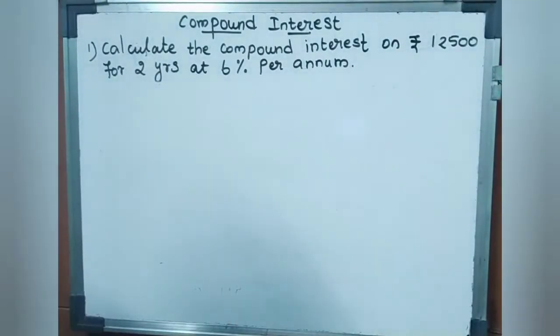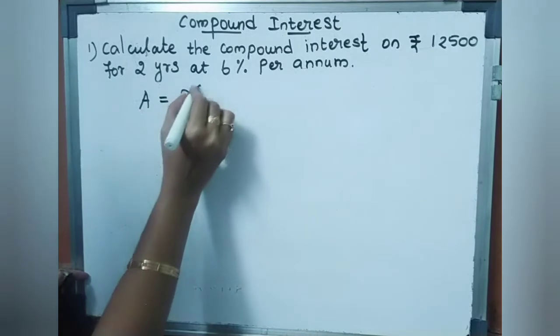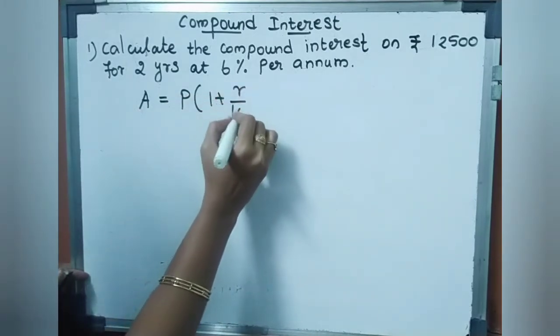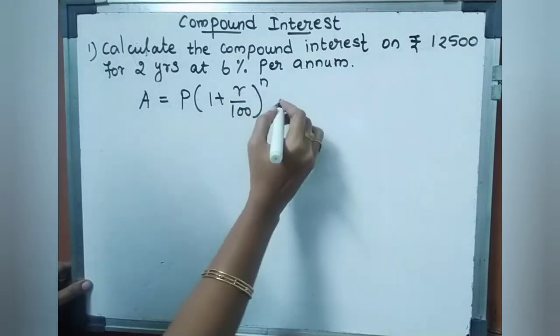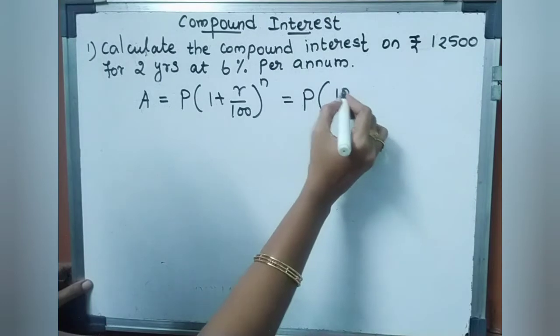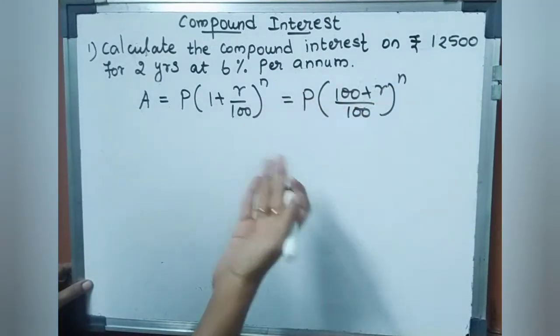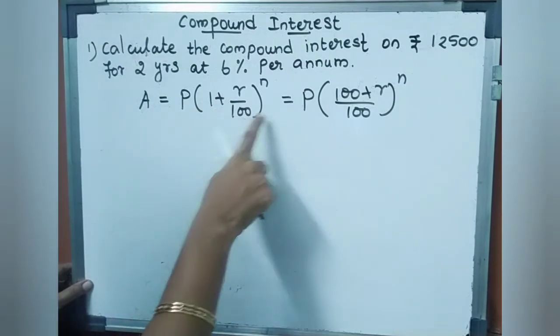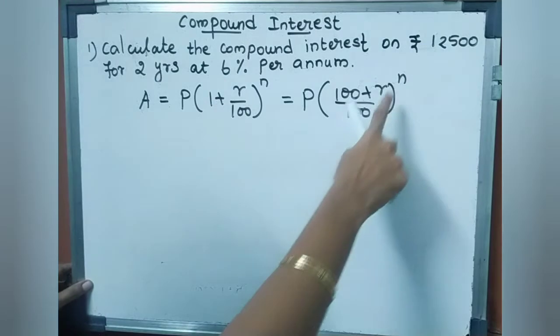Now for the same question, we are going to find the compound interest with the help of the formula. The formula is A, the amount, is equal to principal into 1 plus R by 100, whole power n, the number of conversion periods. This is also written, after taking the LCM, as 100 plus R divided by 100, whole power n. You can use any one. Here I have written it without taking the LCM. After taking the LCM we get 100 plus R divided by 100, whole power n.